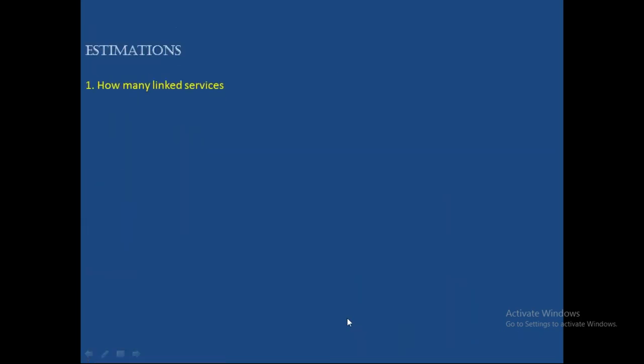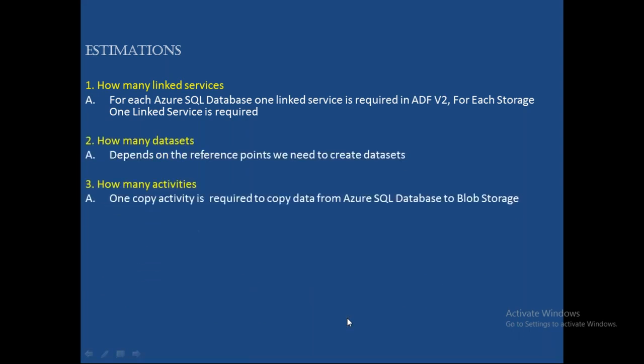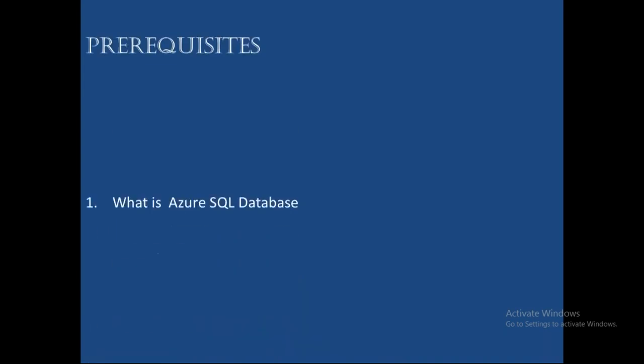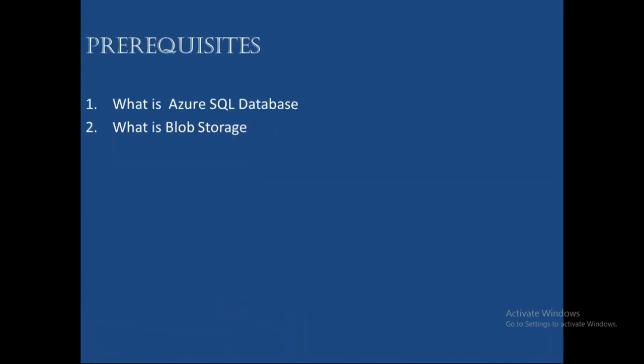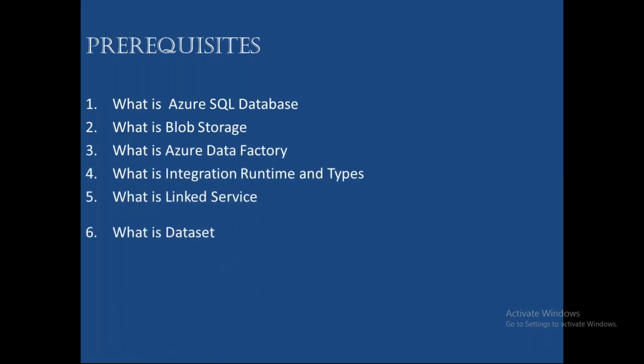Next, estimations. You know how many linked services we need. We need one linked service for the database, and one linked service for the blob storage. The number of datasets depends on the reference point. For activities, I am going to use one copy activity, which is required to copy data from Azure SQL Database to the blob storage. How many pipelines are we going to use? One pipeline. What type of IR will we use? Azure integration runtime. The prerequisites: we should know what Azure SQL Database, blob storage, Azure Data Factory, integration runtime, linked service, dataset, activity, and pipeline are.